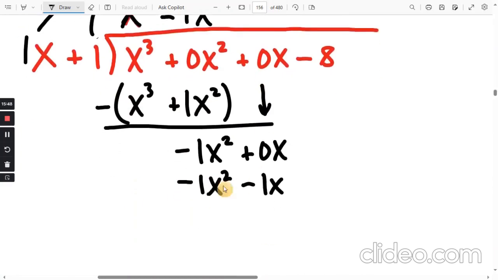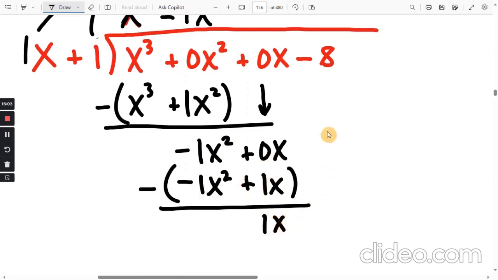All right, once again, subtract. Negative 1x squared minus negative 1x squared is gone. The two negatives make it positive, and 0 plus 1 is 1. We still have the x. And finally, the last term is negative 8.